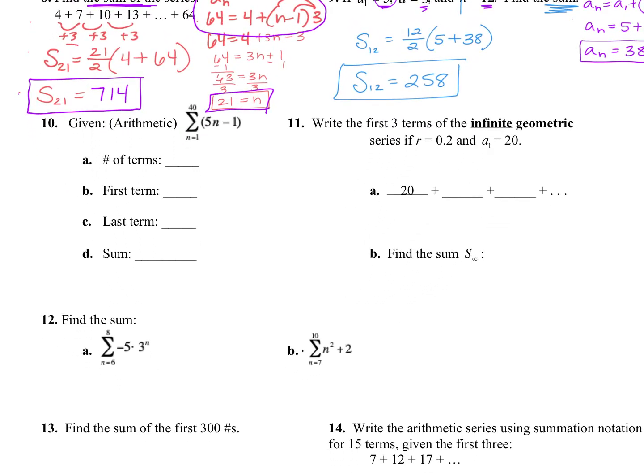Number 10 here. Given this setup, okay, and I'm telling you it is arithmetic, tell me the number of terms, the first term, the last term, and the sum. On the test, you're going to tell us if it's right. On one like this, I would, yeah.